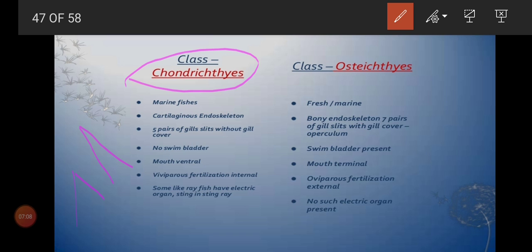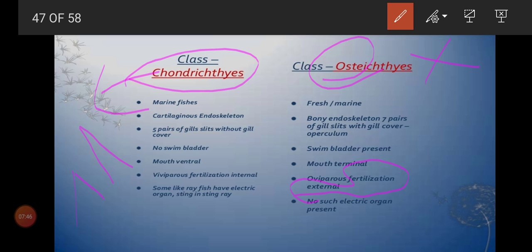This is in chondrichthyes, but it is not the case in osteichthyes. There are no claspers, so the fertilization is external. So remember C for C, one neat question they have asked. Claspers can be seen in the males of chondrichthyes, meant for internal fertilization, but they are absent in osteichthyes, so there is no internal fertilization. There we can see only external fertilization.